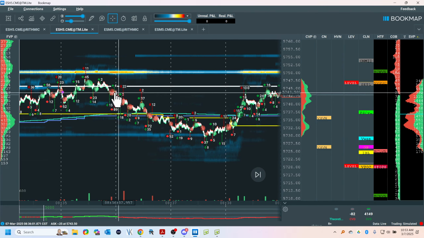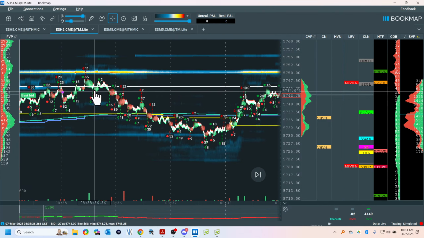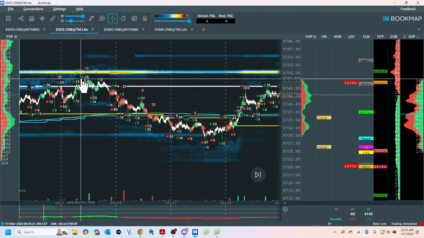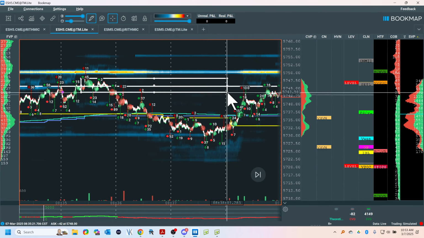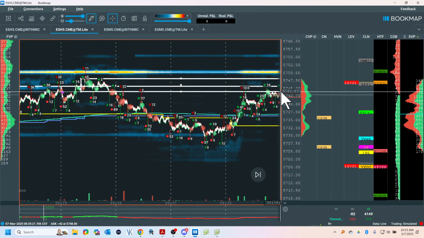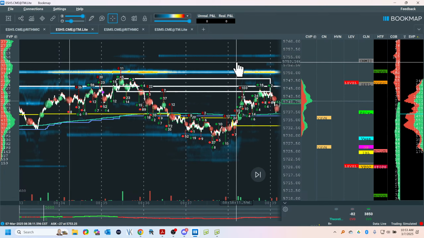The sellers took over here. Buyers are here, buyers are here, buyers are here, sellers are here. We can put a little box around this thing. And location, location, location. This is your trigger. I'm just going to show you what they look like. Now, these aren't necessarily trades I would take. I'm showing you structured trades.